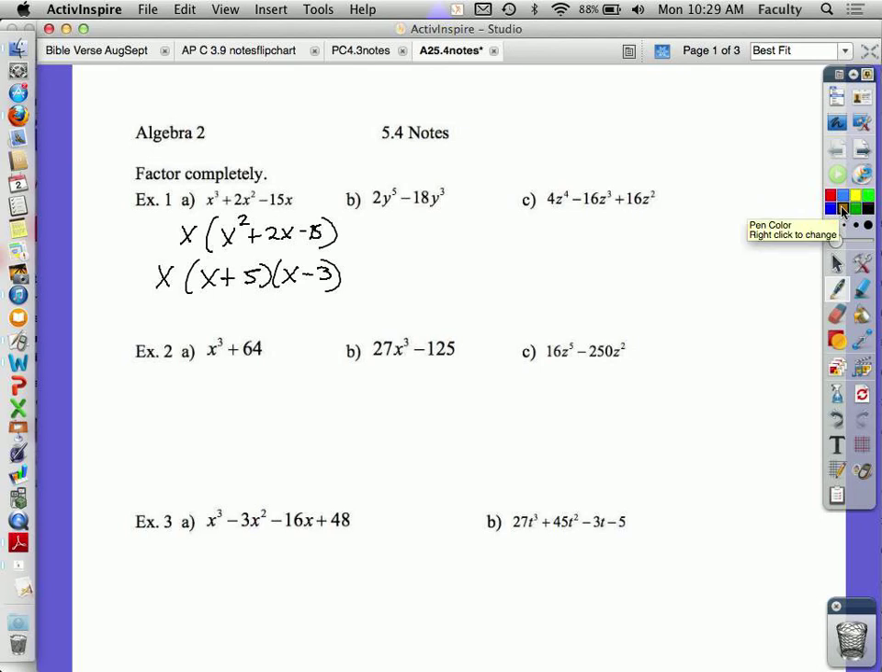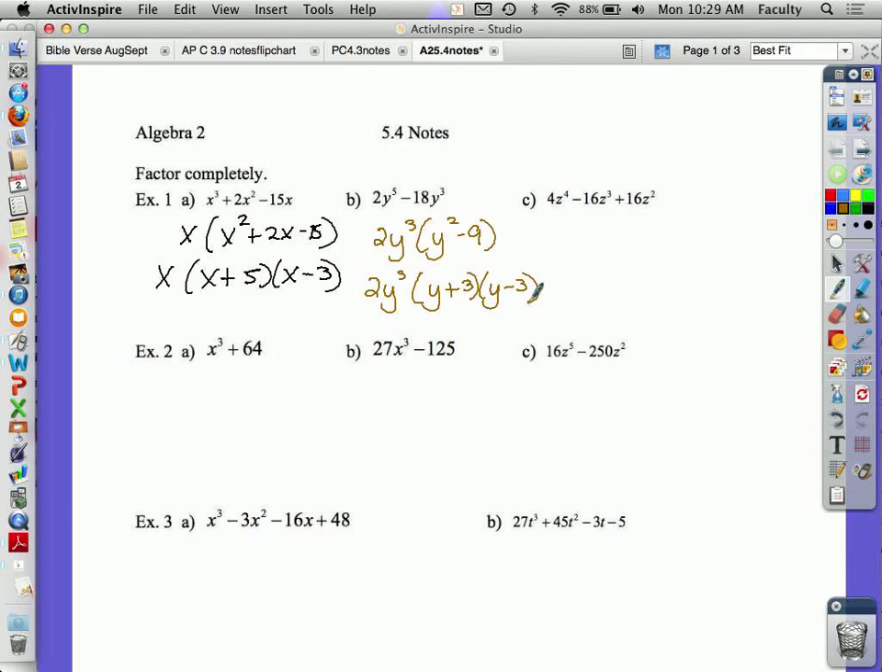Okay, so in letter B, the GCF is 2y cubed, and I get y squared minus 9. Now what's going to be new for us in this lesson is that the problems are going to continue to factor. What we found in chapter 4 is they usually just did one thing. Now, y squared minus 9 will be y plus 3, y minus 3, okay?